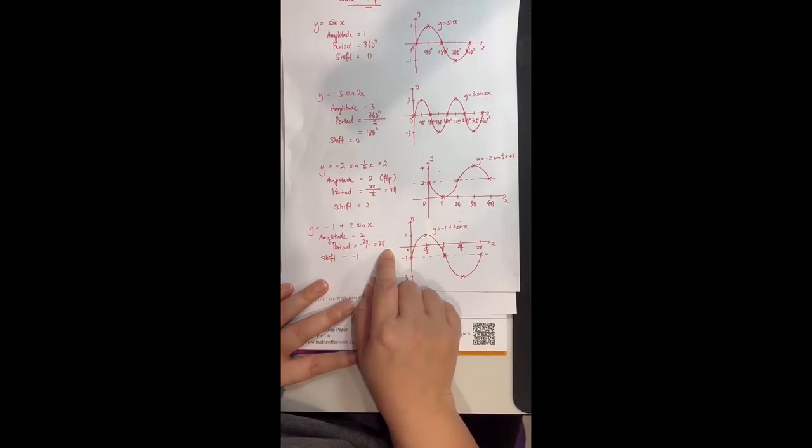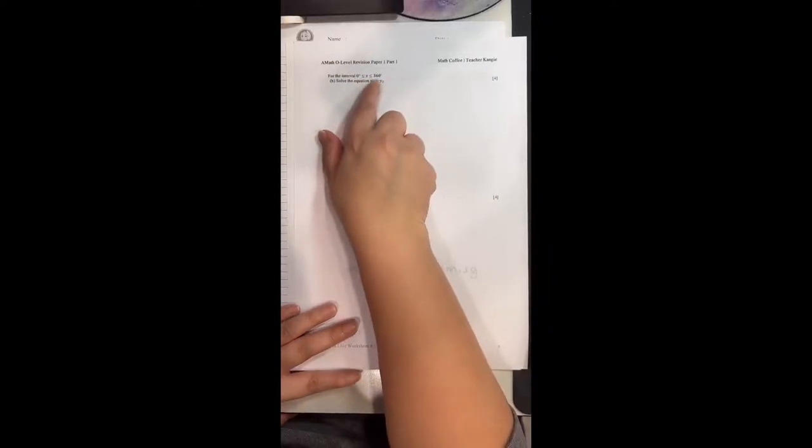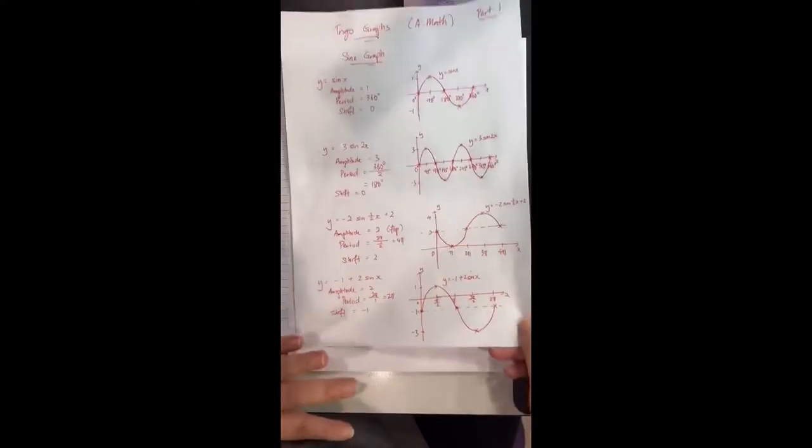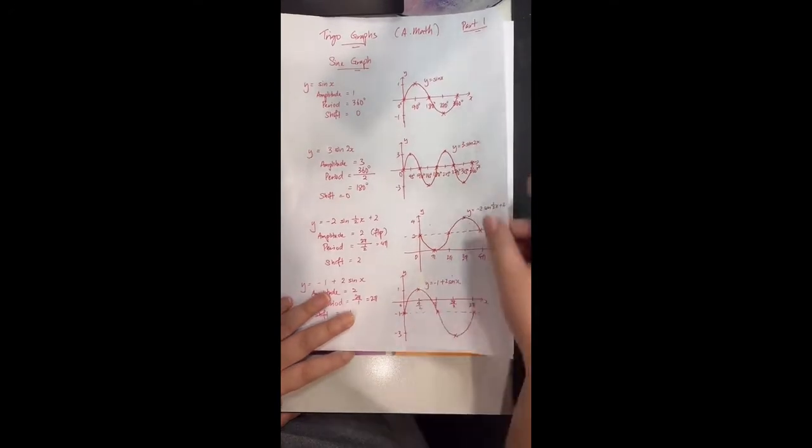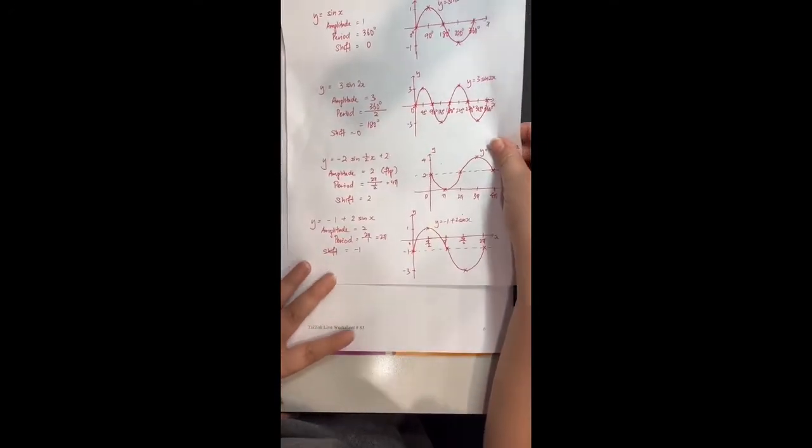How to know we need to do till 360? The question will usually tell you. Usually they will give you a range. They will tell you for what interval, then you will draw up to where. Okay, so let's continue this part here.